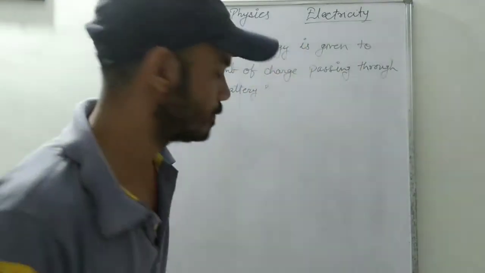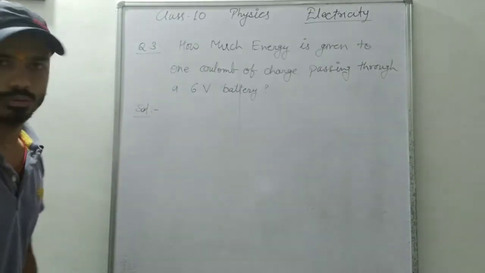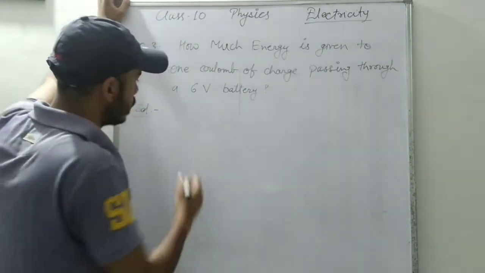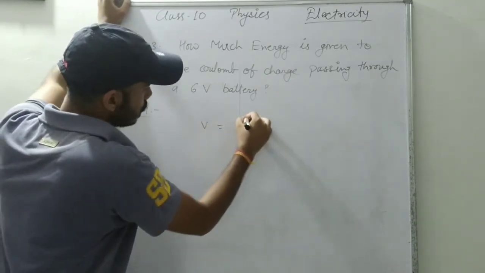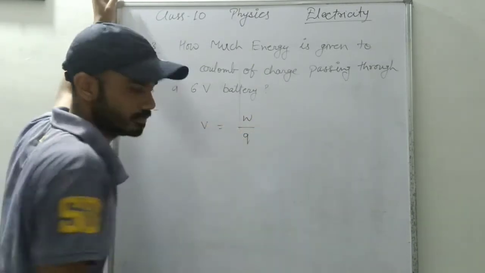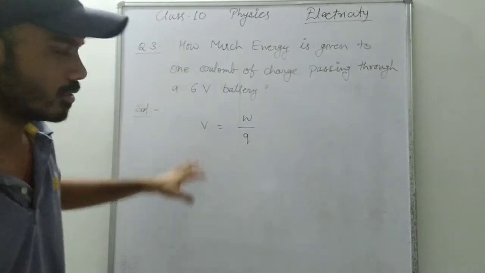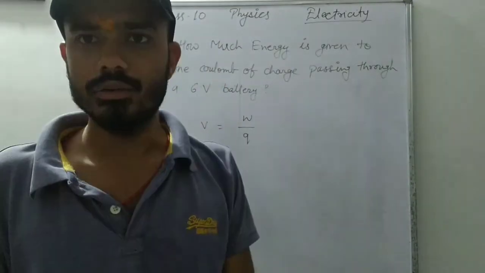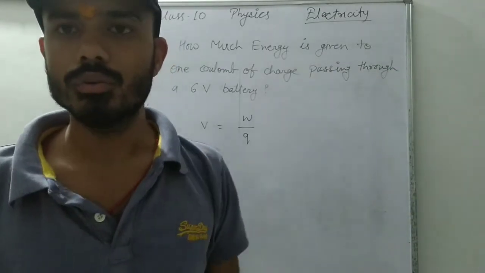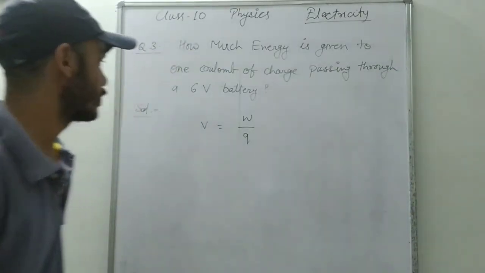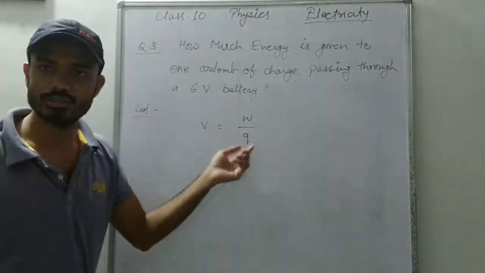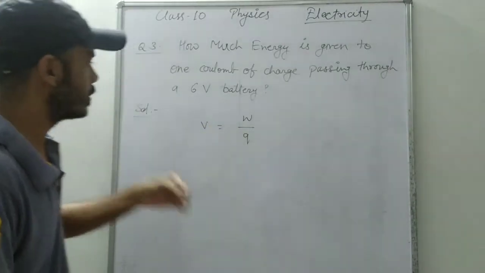Okay, so from the definition of potential we know that V equals W upon Q. Okay, so what is the definition of potential? The work done to bring a unit charge from infinity to the electric field. Okay, the potential is the work done to bring a unit charge from infinity to the electric field.